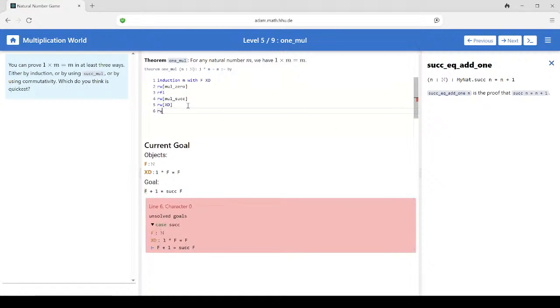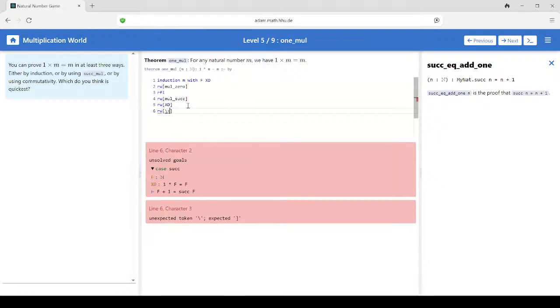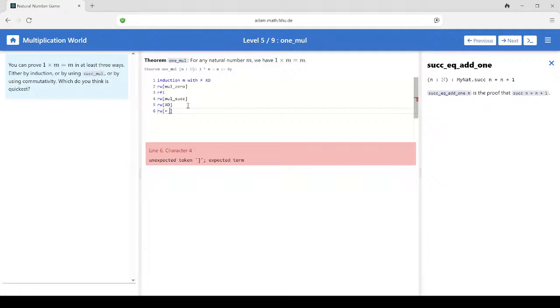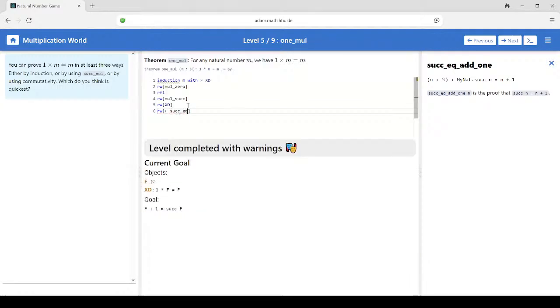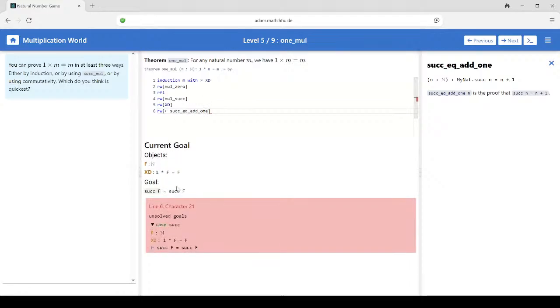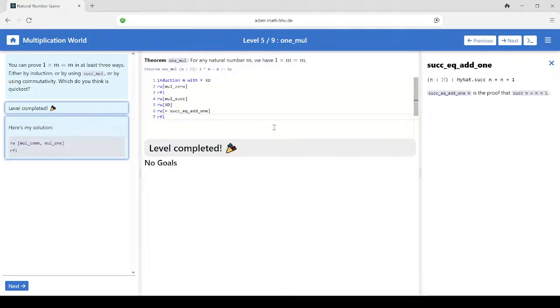We need to use the backwards arrow of this. And that turns it into the successor of f, because we're going through it backwards. We wanted to turn this into this instead of this into this. So we use this arrow to run this backwards. And we can just reflect. And so I think I was right that commutativity was the quickest way of doing it.